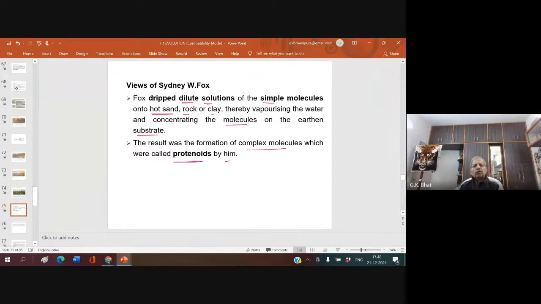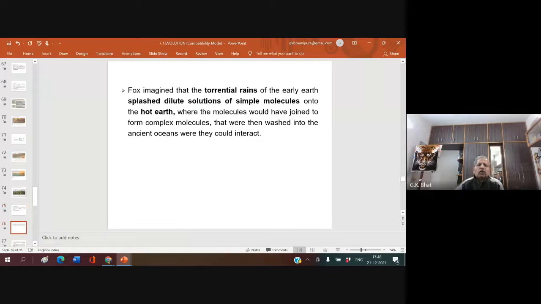Remember, it was Sidney Fox who used the term proteinoids. What have you heard about protobionts or eubionts? Like that, this person used the term proteinoids for the first cell-like structures of an organism.